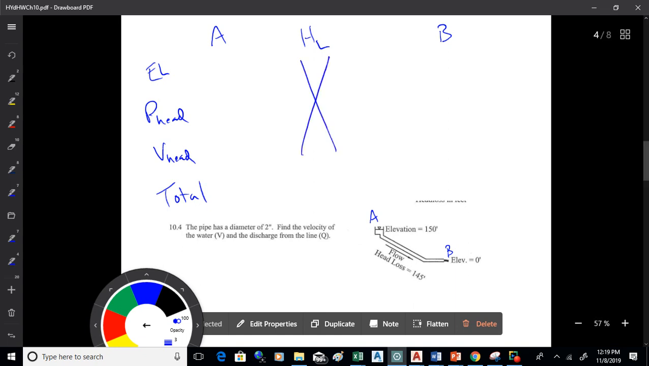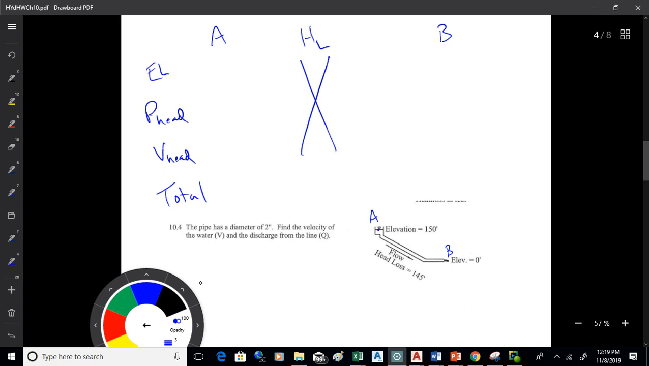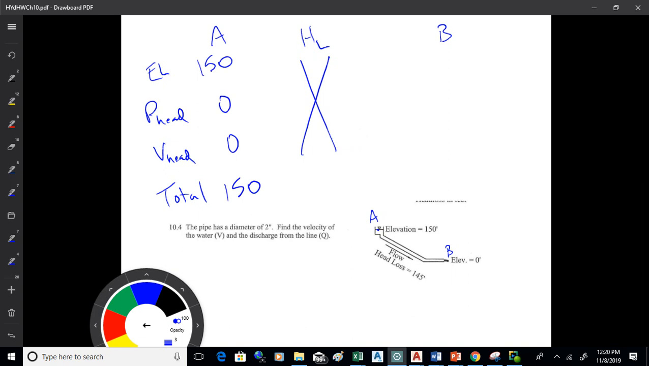Okay. So what you've got there to start is, if you think of the top of the tank, there's no pressure up there, and the water's moving very slowly, so you can't assume that the velocity head at the top of the tank is 0. And then the elevation is 150. So the total energy is 150 over there at A. Okay, you're going to have head loss of 145. So if you take the difference, what you end up with is 5 feet of energy left over at B.